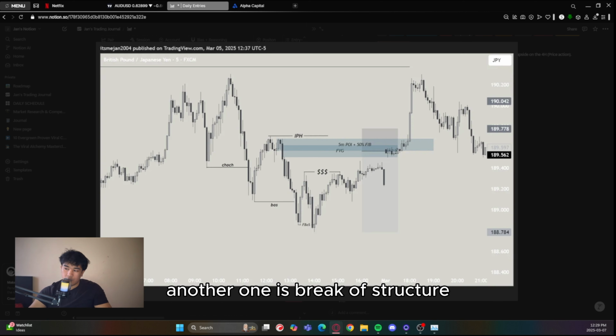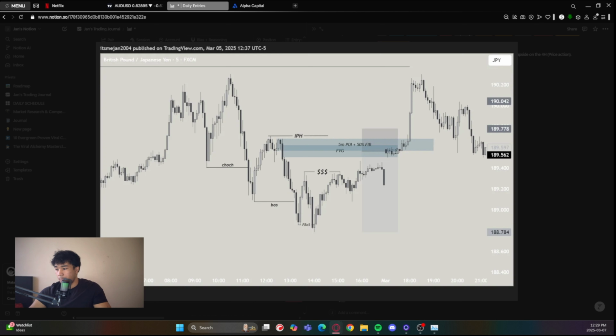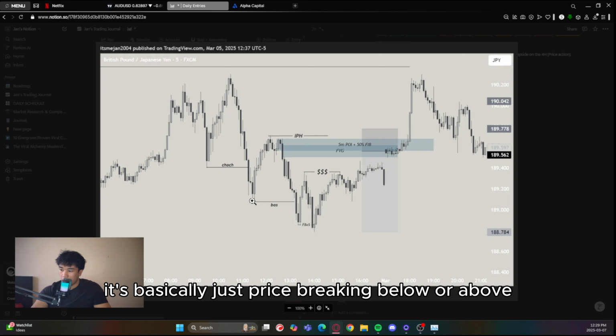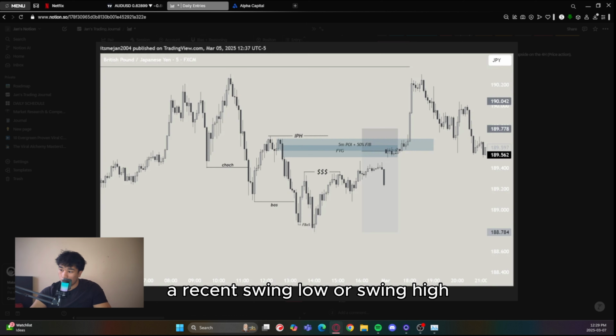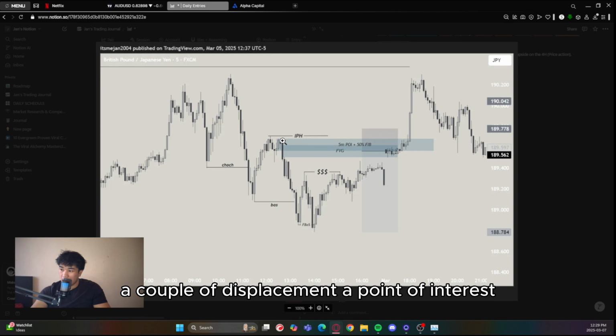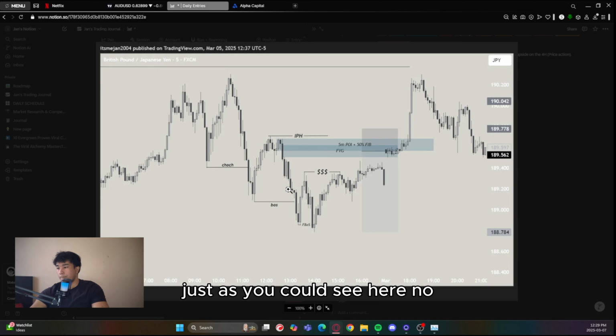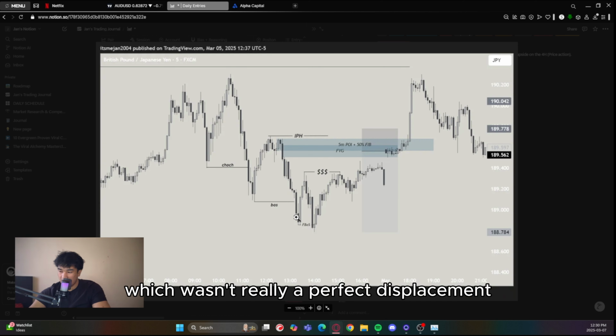Another one is break of structure. Break of structure is one of the best things to tell whether the market is going to proceed lower or higher. It's basically just price breaking below or above a recent swing low or swing high that has printed either before a couple of displacement, a point of interest, and an internal point high or an internal point low, just as you could see here. Now, the problem with this one is, yes, there was a lot of displacement, but once it broke structure, we only had about 2 candles, which wasn't really a perfect displacement, but I kind of overlooked it at the time.